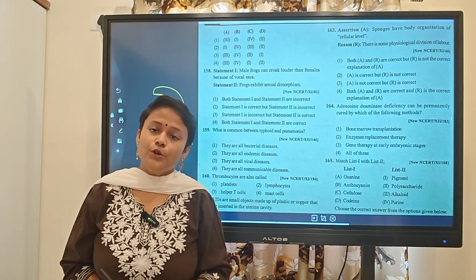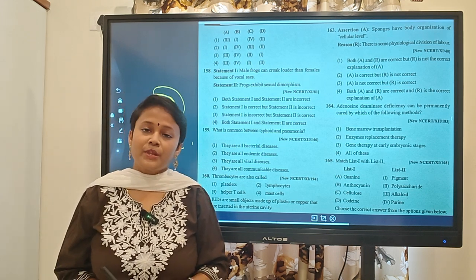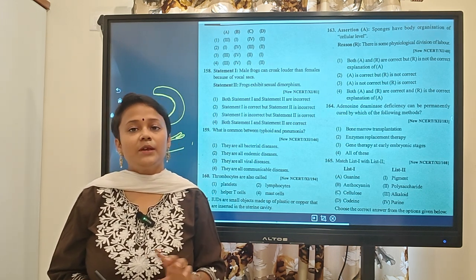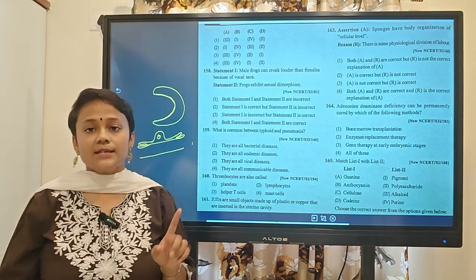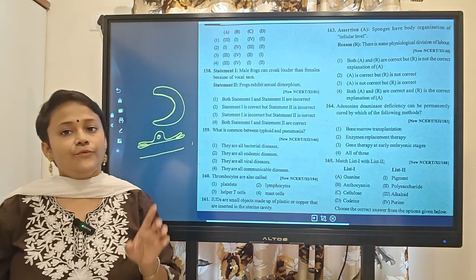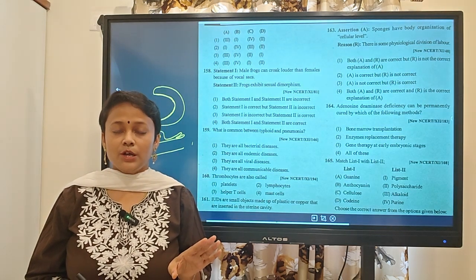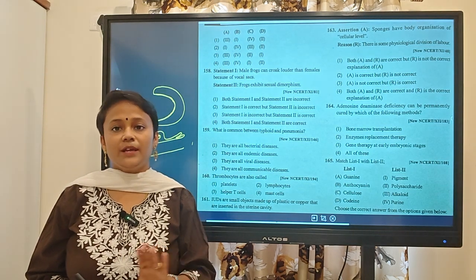Which will help to hold the female frog during copulation. So male frog will have this, female frog will not have this. Second one, male frog will have vocal sacs. Actually, vocal cord can produce the sound, which will be present in both male and female.